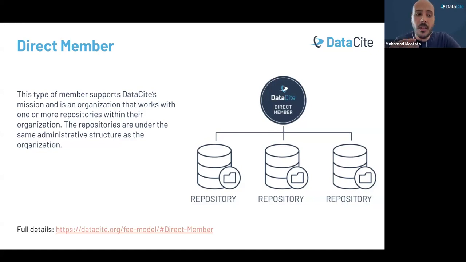The first option is through a direct member. In this case, a specific university will apply for a direct membership to connect one or two or even three different repositories. So let's say they have a general research repository, and in the future, they are going to build a specific data repository or a specific ETDs repository. They want to connect these repositories with DOIs, so they can apply under a direct membership.